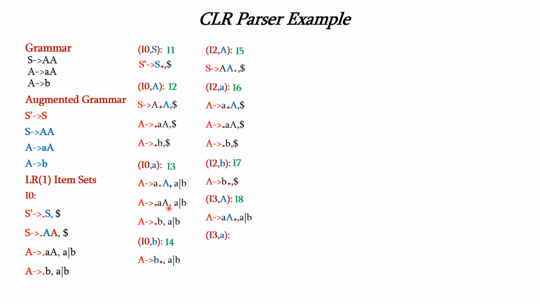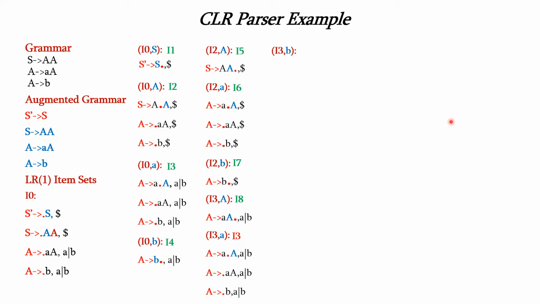Next we have to consider I3 comma small a. So for I3 comma small a we have to move dot one position to the right, so that is A tends to a dot A comma a or b. So dot is before the variable A. After this variable A we don't have any symbol, so same lookahead symbol will be used for the production which is relevant to A. So for A we have two productions, that is A tends to AA and A tends to b. So write it as A tends to dot AA comma a or b and A tends to dot b comma a or b. So we have to check whether this item set is already existing. If you see the item set 3, it is similar, so we can give the same name, that is I3. Next I3 comma b we have to consider.